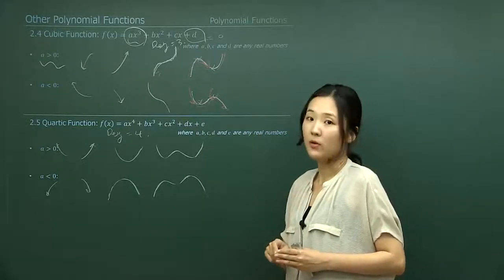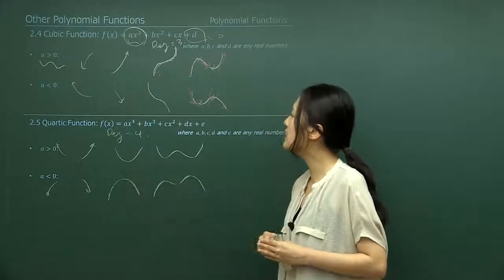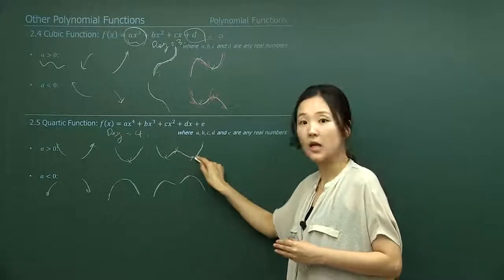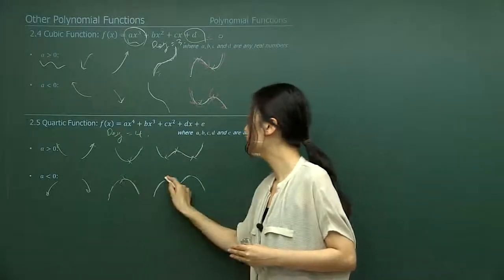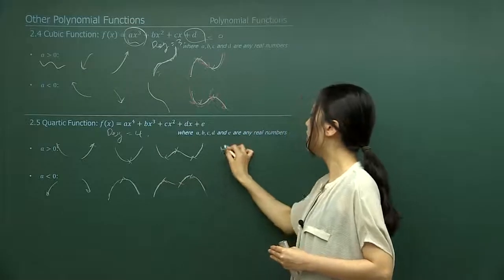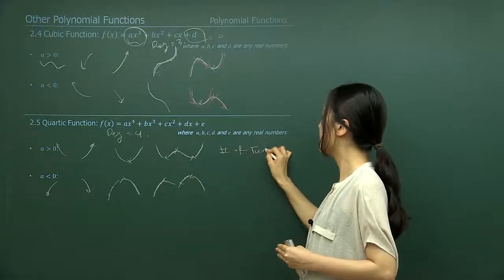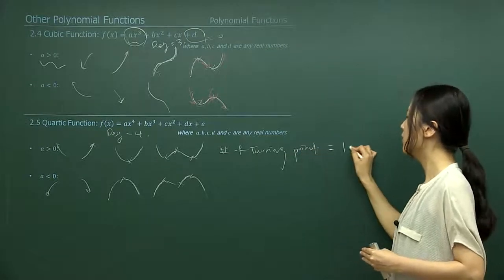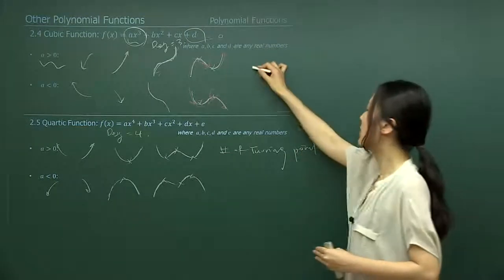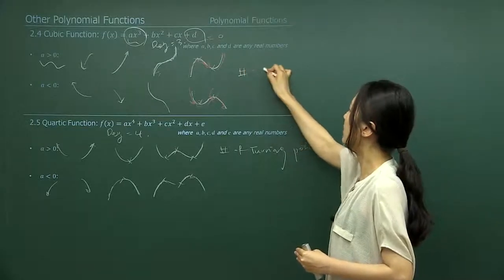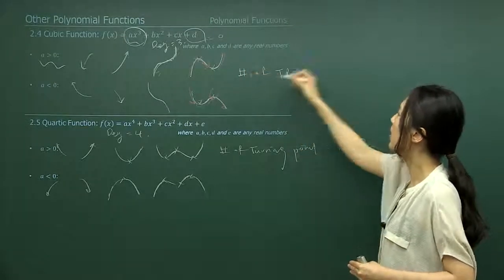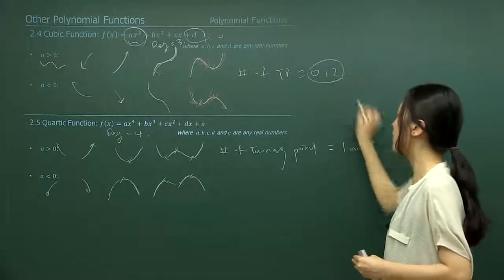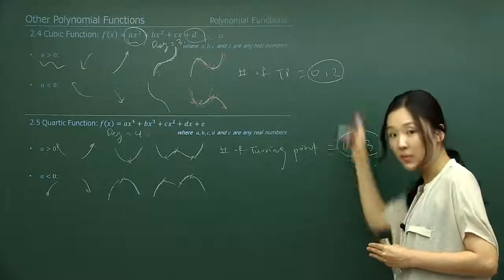Let's talk about turning points. How many turning points do you see here? 1. What about here? 1, 2, 3. Okay, what about here? Same, right? So the number of turning points equals 1 or 3. Well, what about here? What was the number of turning points here? Remember, guys? It was 0 or 2, right? 0 or 2 here, 1 or 3 here. Remember that?